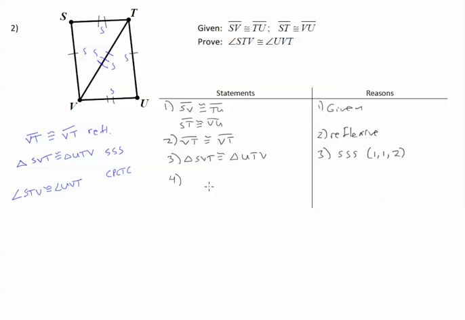And then the last step that I need to make is my proof statement. I verified that angle STV is corresponding with angle UVT. So angle STV must be congruent with angle UVT because they are corresponding angles in congruent triangles. So corresponding parts of congruent triangles are also congruent. CPCTC.